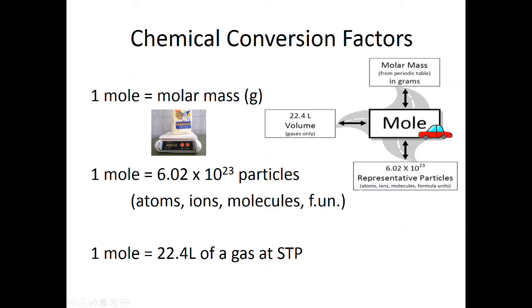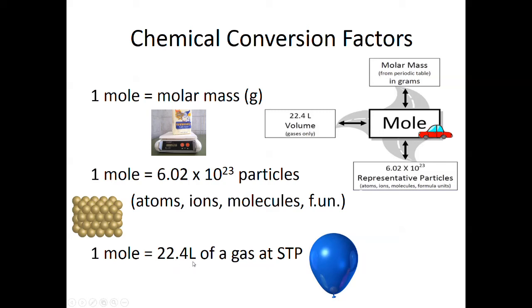Your 1 mole equals 6.02 times 10 to the 23rd particles. Remember that atoms, ions, molecules, and formula units, those are all particles. And then your 1 mole equals 22.4 liters of gas at STP. These two values are never going to change. It is always going to be the 6.02, it's always going to be 22.4. Really, the only conversion factor that you have to be careful with and calculate is molar mass.